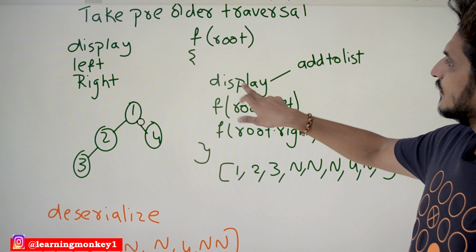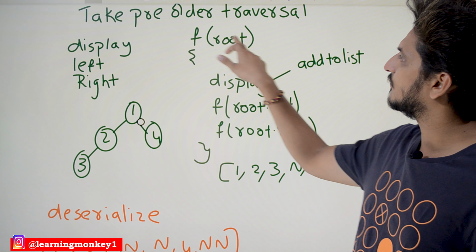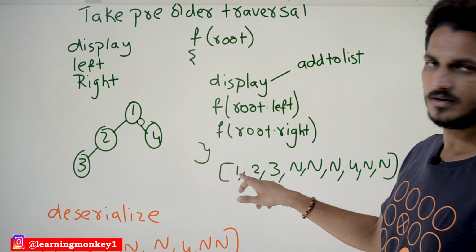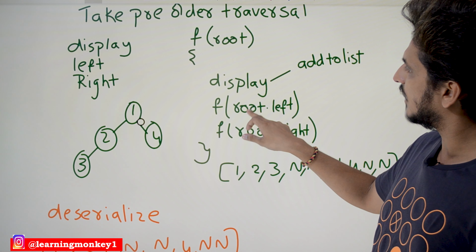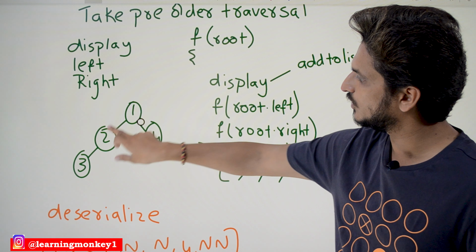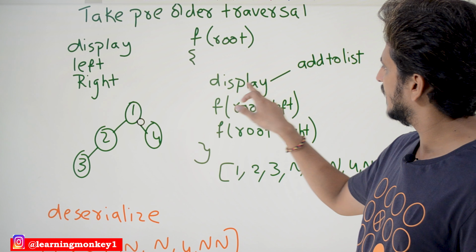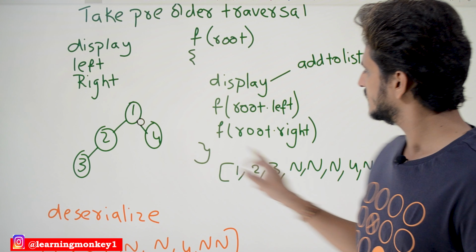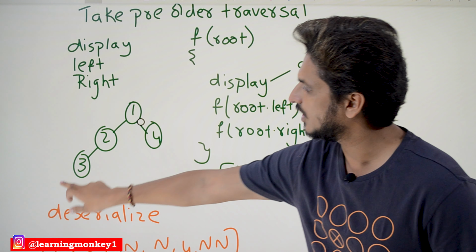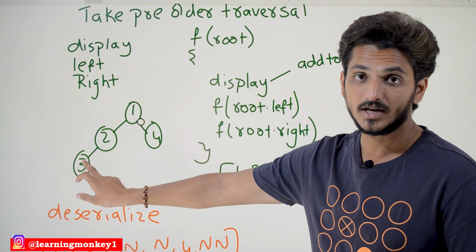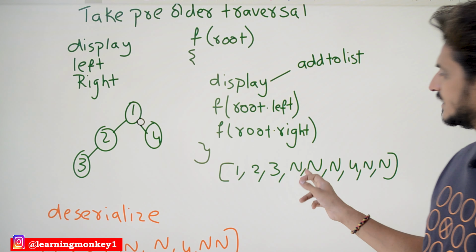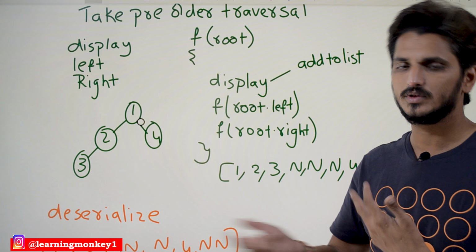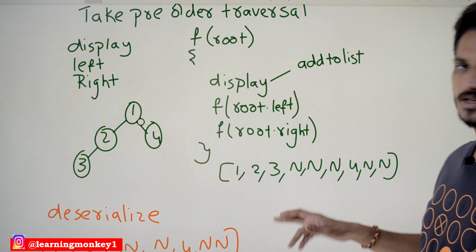See here, the first node, f of root, 1. Instead of display, add 1 to the list. Then call f of root dot left, which is going to call 2. Display means add to list. 2 is added to the list, call left. 3 is added to the list and call left. Whenever it is none, insert it as n. Otherwise you can go with -1. You can go with any number, n or -1.